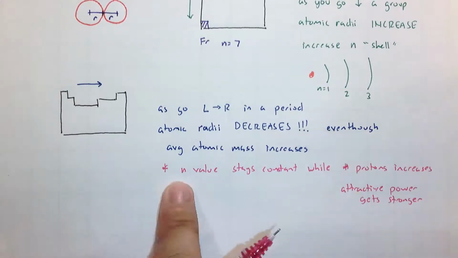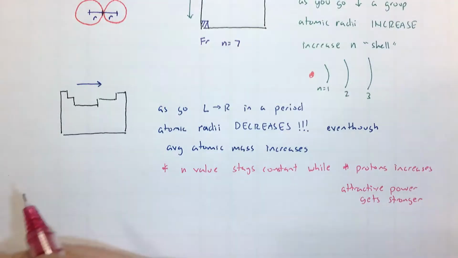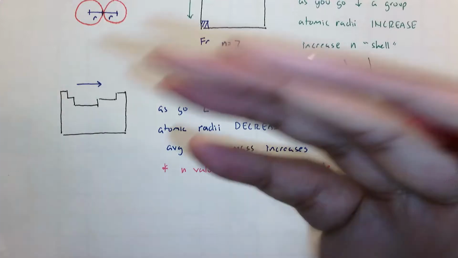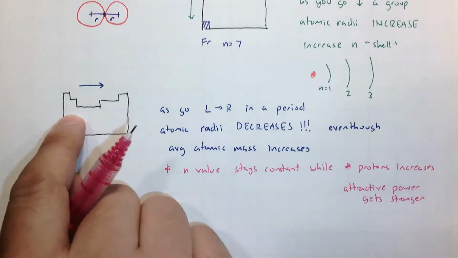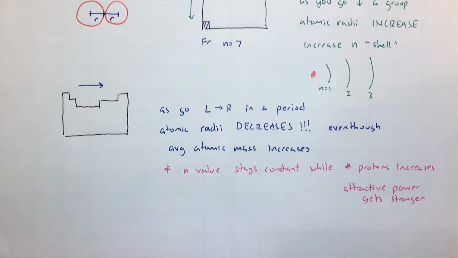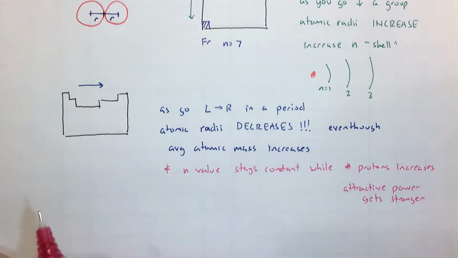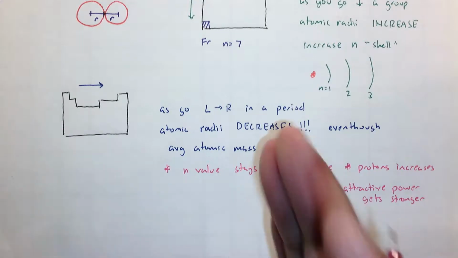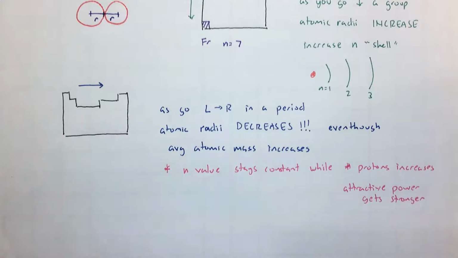Now this n value reflects the general distance from the nucleus. So when I say that all elements in a row have the same n value, that's true, and they have the approximate distance. The outer electrons have the approximate distance from the nuclei, but still, that approximate distance is getting shorter and shorter as you go across the periodic table.